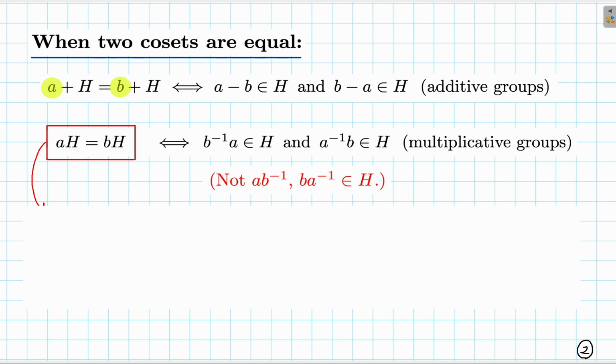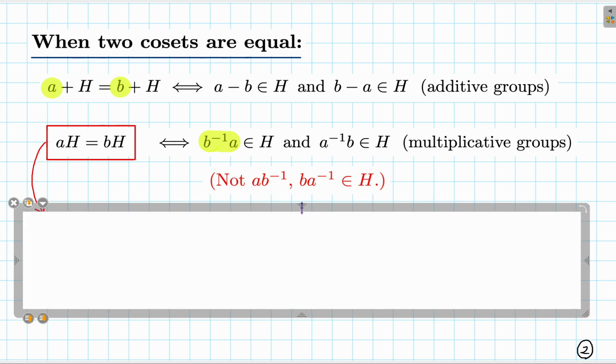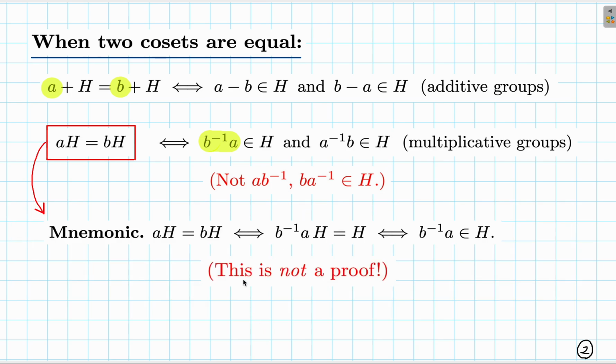Now, to remember that we need to consider B inverse A as opposed to AB inverse, and likewise for A inverse B as opposed to BA inverse, here's a quick mnemonic device that we looked at last time. Now, this isn't a proof of this criterion, just a mnemonic device, but I think it's helpful.